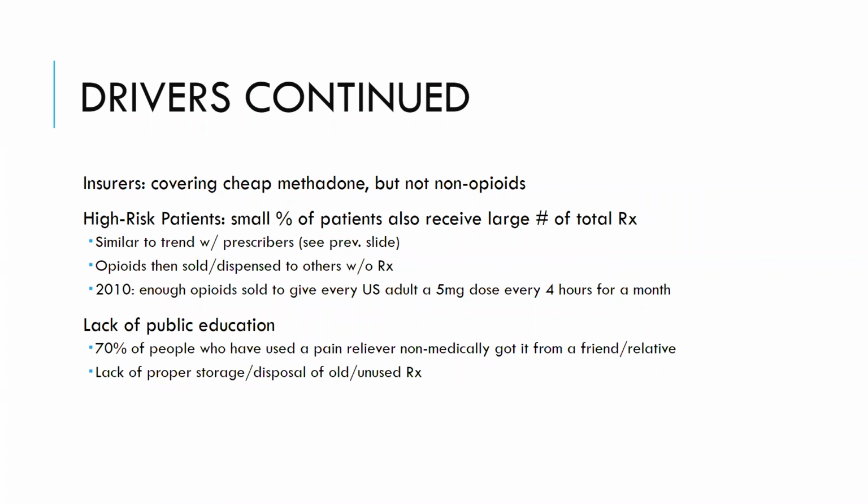Insurers also have a greater tendency to cover cheap methadone versus non-opioids. Methadone is actually a course of treatment that can be helpful for addicts in that it supplies the same effect that you're getting from an opioid, but without the psychoactive element. So it is a good treatment option for people who are actively addicted. But in general, insurers tend to cover cheap addictive options more so than less addictive options.